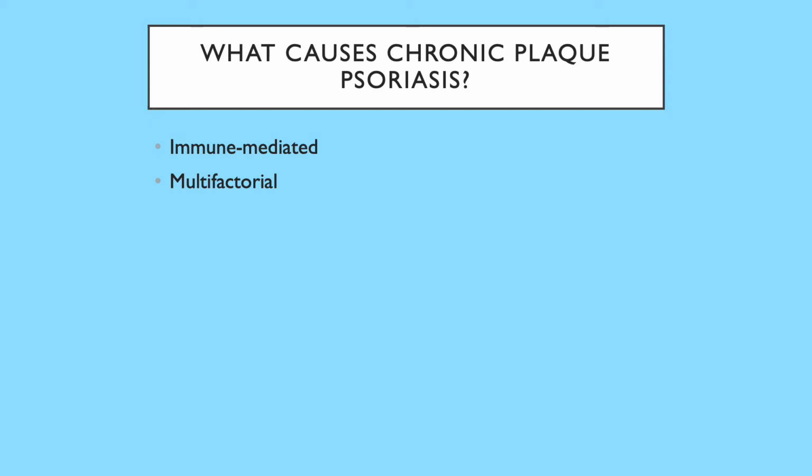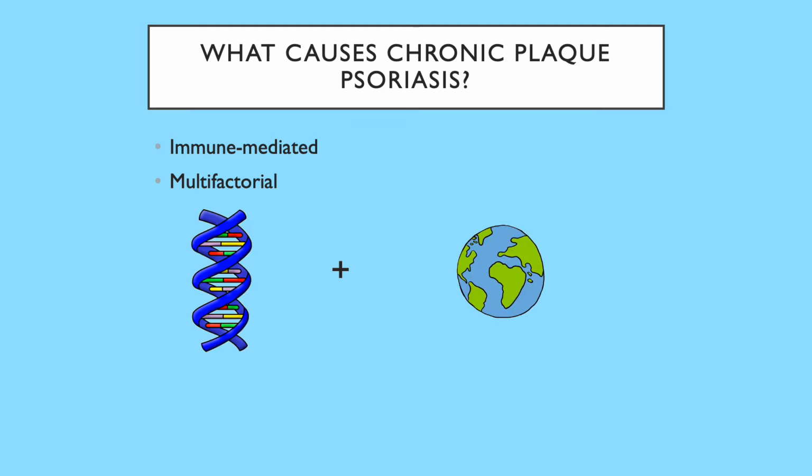So what causes chronic plaque psoriasis? It's an immune-mediated inflammatory disease. As with most conditions, it is multifactorial and results from interaction between both genes and the environment. About 30% of patients with psoriasis have a positive family history, and there are multiple genes involved.